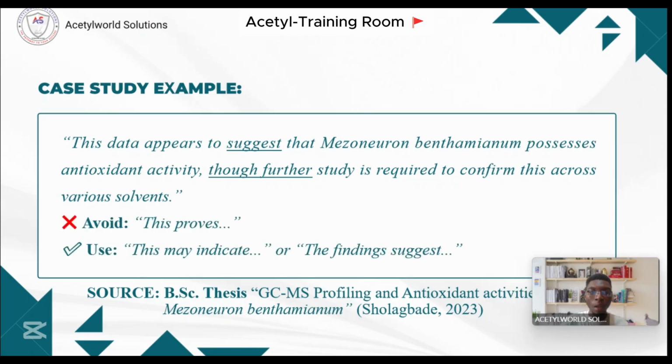So avoid saying this proves. Instead of that, you can say this may indicate, the finding suggests. This is just to tell you that in science we rarely deal in absolutes. Avoid trying to bring the research to a point that that is it and that is it. No, avoid that.